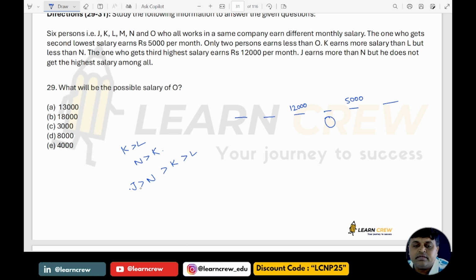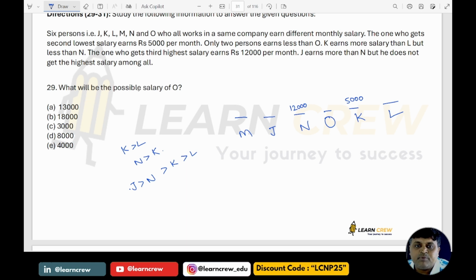Now J is greater than N, K and L. So definitely, and it is given J is not the person who is getting the highest, so I can take J here, and N here, O here, K here, L here. Now all conditions are satisfied. J greater than N, N greater than K, K greater than L, and O is third. Only 2 persons are less than O, so that is also satisfied. Now the person who is left is M here.